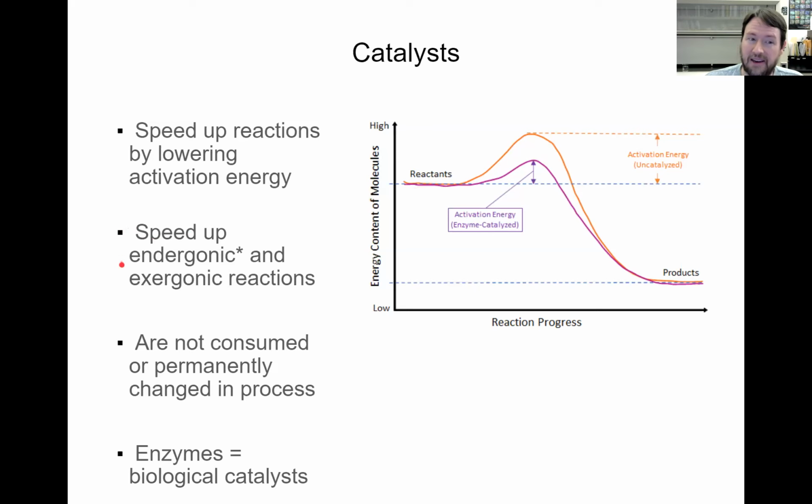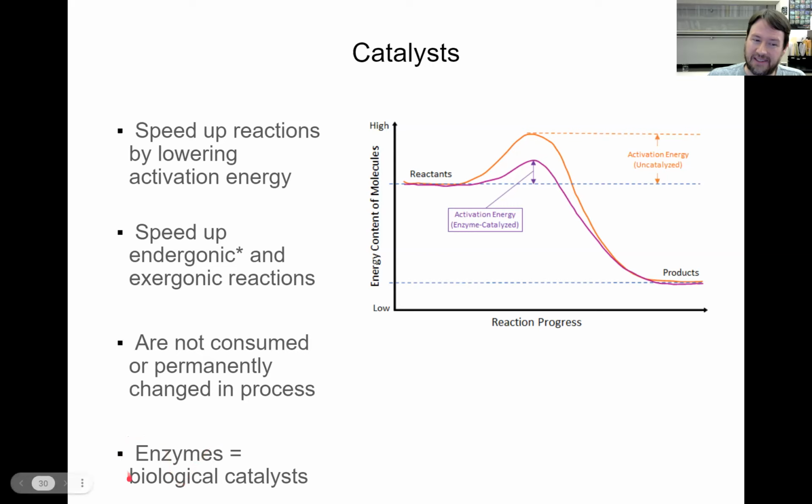So catalysts can speed up endergonic and exergonic reactions, although with endergonic reactions, we still need to supply the energy somehow. So an endergonic reaction is just not going to run unless there's a supply of energy. That energy difference has to be accounted for. Catalysts are also not consumed or permanently changed in the process. So at the end of the reaction, they are the same as they were at the beginning.